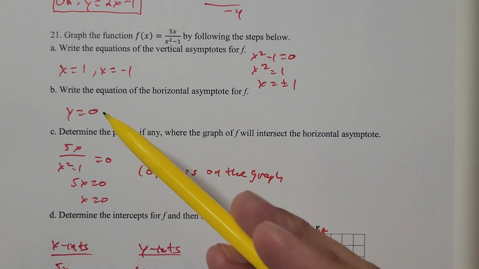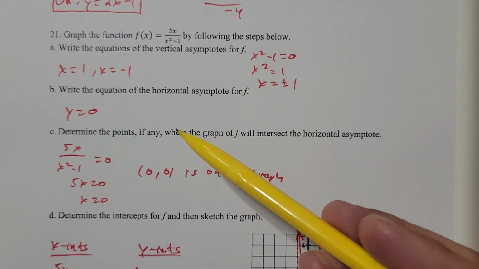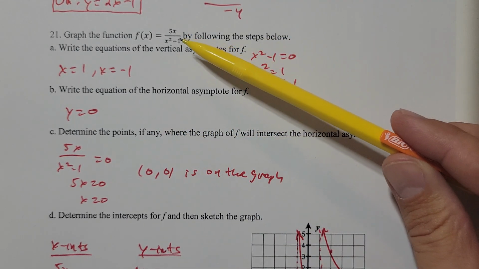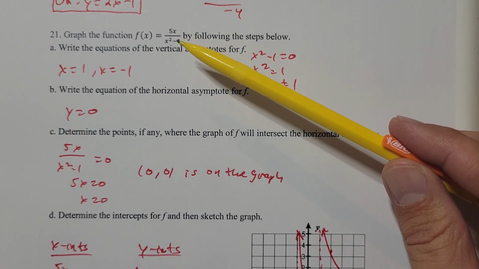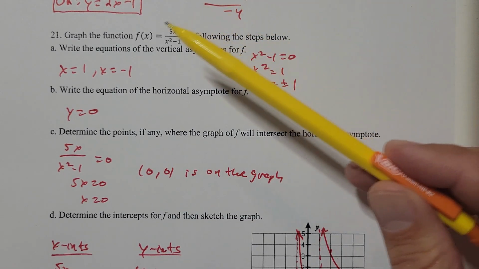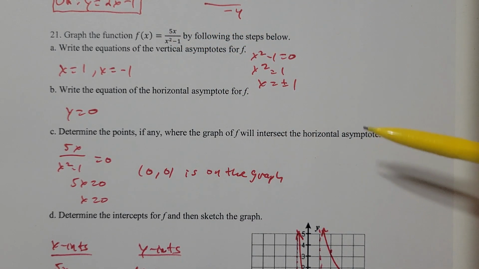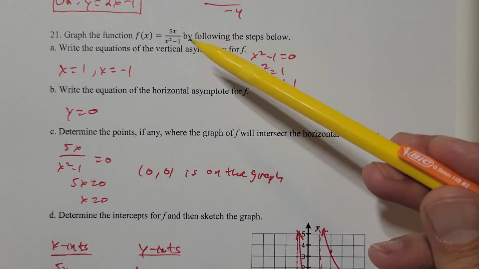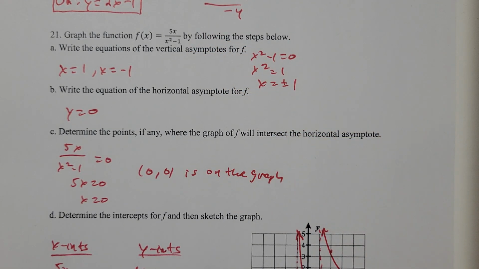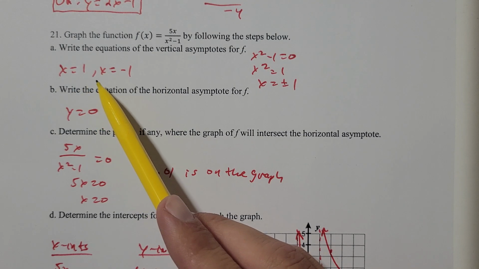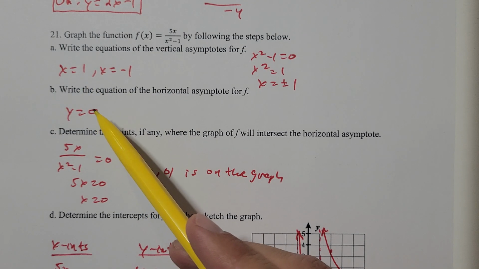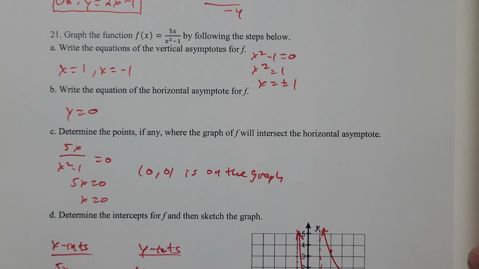Write the equation of the horizontal asymptote for f. So if I compare the degree of the top to the degree of the bottom, I have a degree 1 polynomial up top divided by a degree 2 polynomial down under. 1 is less than 2, right? So y equals 0 would be the horizontal asymptote. Anytime the degree of the top is less than the degree of the bottom, y equals 0 will always be a horizontal asymptote. Make sure to write the equations as equations. So write x equals 1, don't just write 1. y equals 0, x equals negative 1.